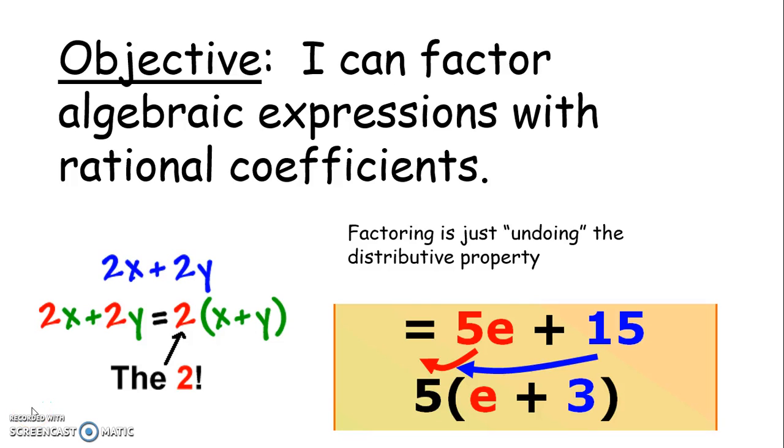Tonight I'm going to discuss factoring and relating that back to the distributive property we've been working on. So here's the objective: I can factor algebraic expressions with rational coefficients. And what you need to know is factoring is undoing the distributive property.